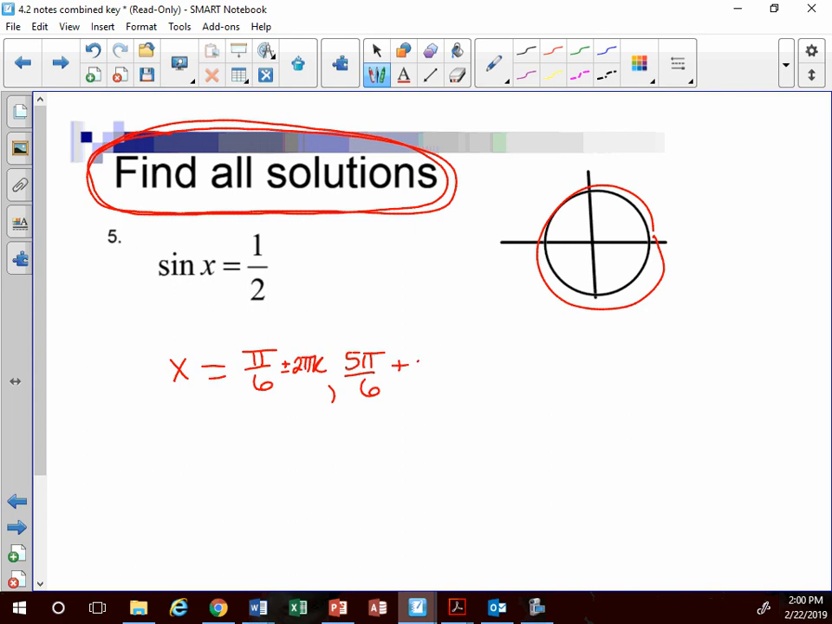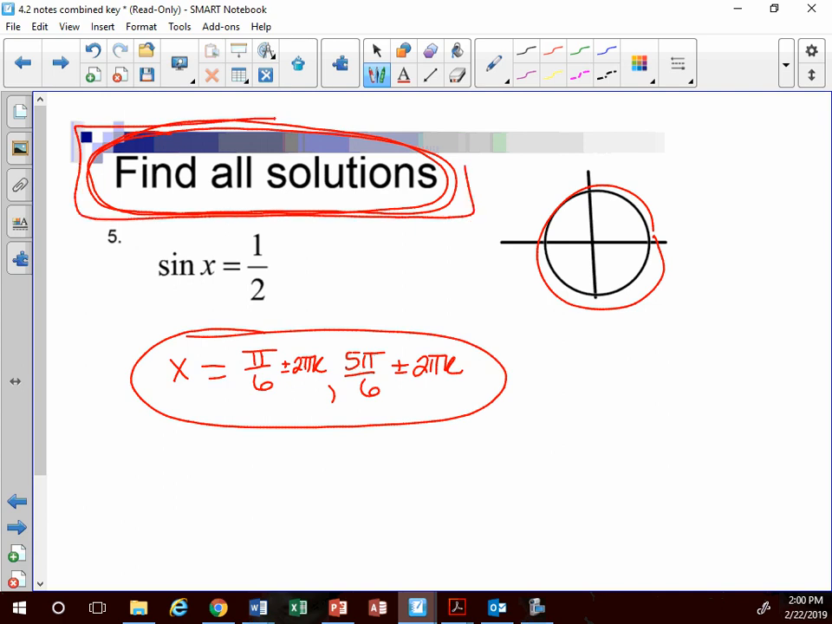and 5 pi over 6. And you can just say plus if you want, it's fine. 2 pi k. That is your answer. So do you guys see how that's different when it says all solutions? You must read your directions on your test.